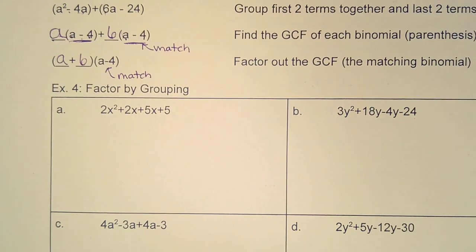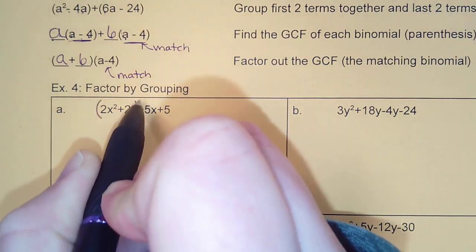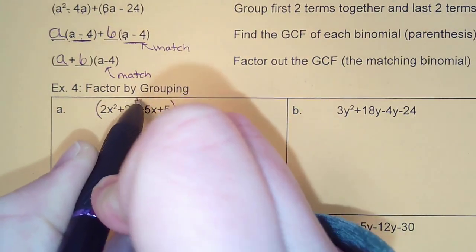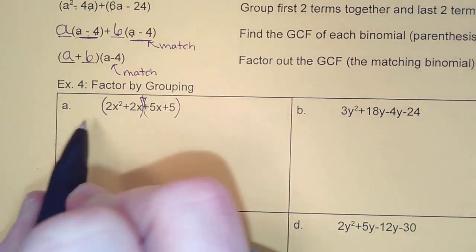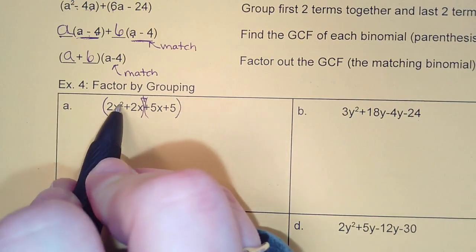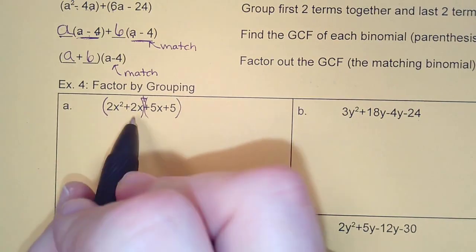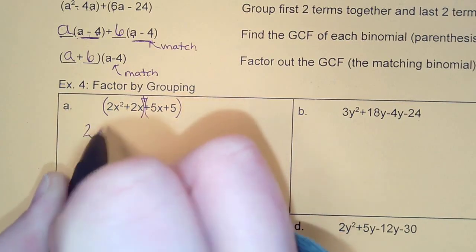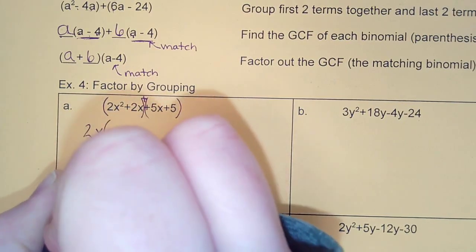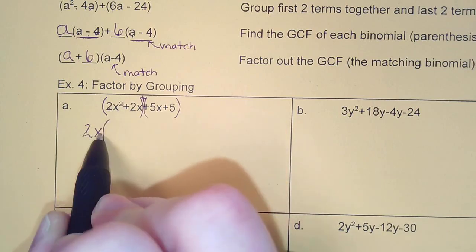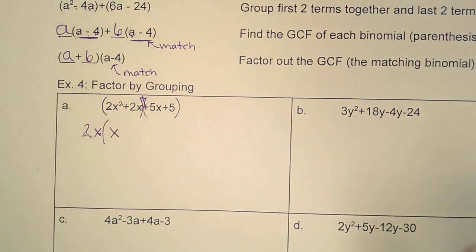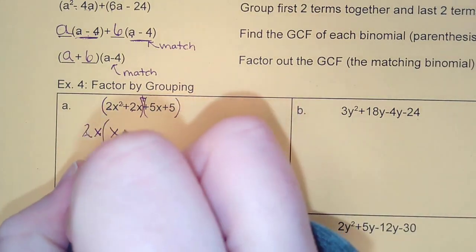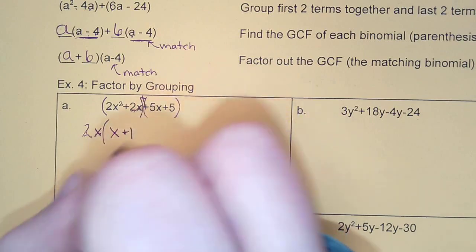Number 4, so we're going to regroup. We're going to group the first 2 together, last 2 together, put a plus sign in between them to separate them. So 2x squared and 2x. The biggest number I can divide out of both of those is 2, and they both have an x, so I'm going to divide out an x. 2x squared divided by 2x: 2 divided by 2 is 1. X squared divided by x is x. 2 divided by 2 is 1. X divided by x cancel.